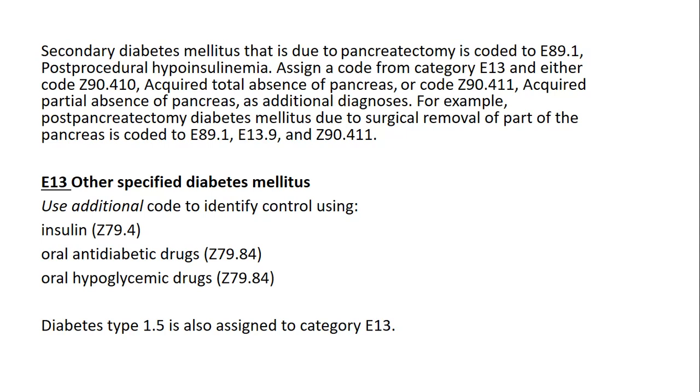And any additional code, as usual, you have to use code Z79.4 or Z79.84 for insulin or oral anti-diabetic or hypoglycemic drug use. Here, diabetes type 1.5, which is most confusing for coders, is actually assigned to the E13 series, because again it is a secondary diabetes. So these are the coding guidelines for coding diabetes for type 1, type 2 and secondary diabetes.